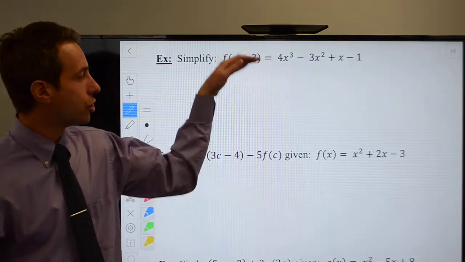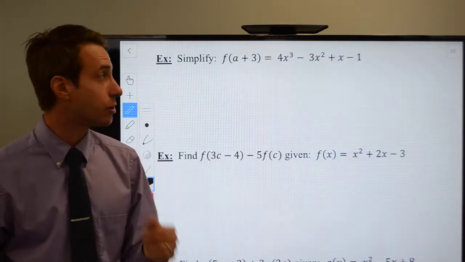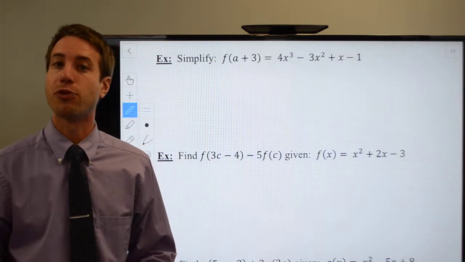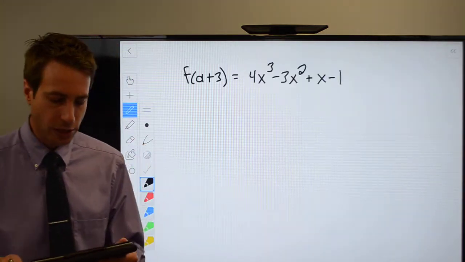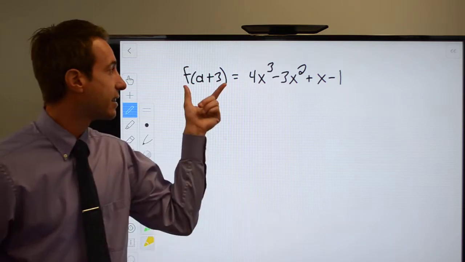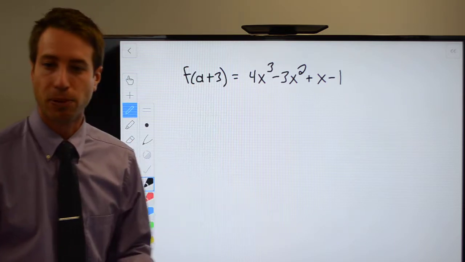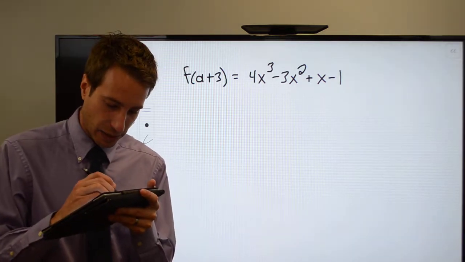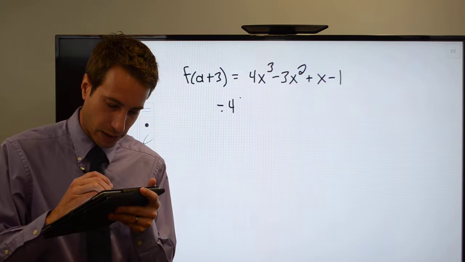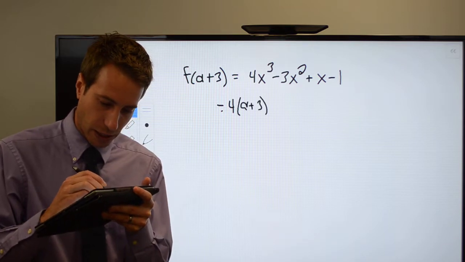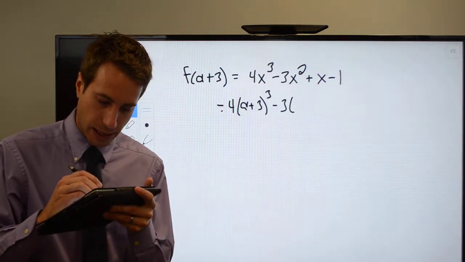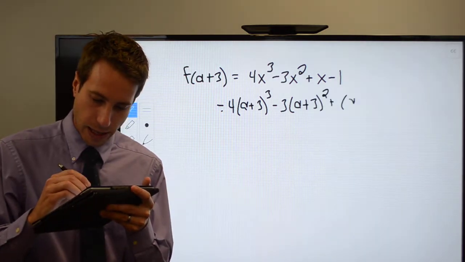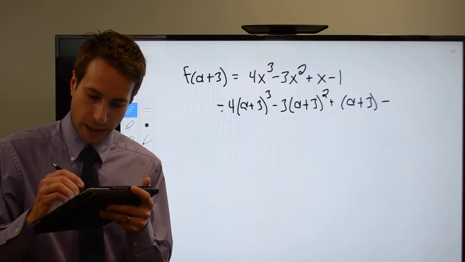So this is nowhere near enough space actually to do this problem. So I've just rewritten all these problems on the next couple of pages. So I'm going to run through these with you. So here we go. Here's the first one. I want you to evaluate this polynomial at a plus 3. So here we go. I'm going to plug in an a plus 3 everywhere I have an x. So this is going to be equal to 4 times (a plus 3) cubed minus 3 times (a plus 3) squared, plus (a plus 3) and minus 1.